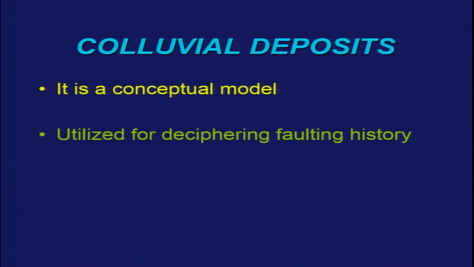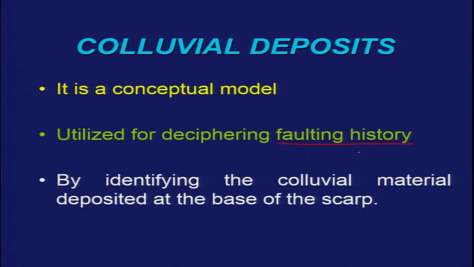So, the colluvial wedge deposit is a conceptual model again, utilized for deciphering faulting history. It is important for us that we can use the number of colluvial wedges which are seen, and how we differentiate between the colluvial wedge and the other deposits. I will come to the slides in a few minutes. Mainly we utilize this to decipher the faulting history, that means how many earthquakes have occurred along that particular fault, and this can be done by identifying the colluvial material deposited at the base of the scarp.